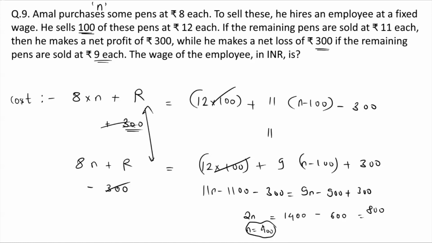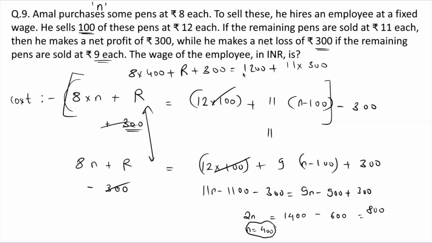Now this n equal to 400, you can substitute in any of these two equations. Either the first one, 8 into n plus R plus 300 is 12 into 100 plus 11 into n minus 100, or the second one. So let's substitute. 8 into 400 plus the wages of the employee R plus the profit 300 is 1200 plus 11 into n minus 100, which is 11 into 300. So that makes it 1200 plus 3300, 4500. And 8 into 400 is 3200, plus 300 is 3500. 3500 plus R is 4500. That gives R as 1000.